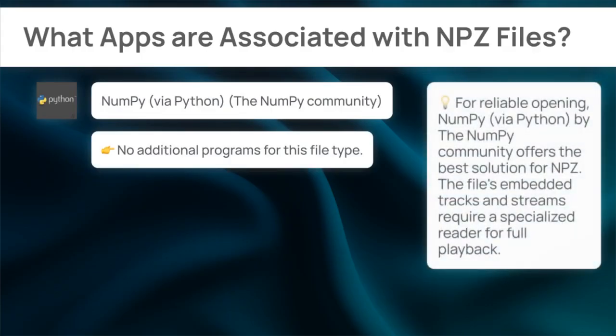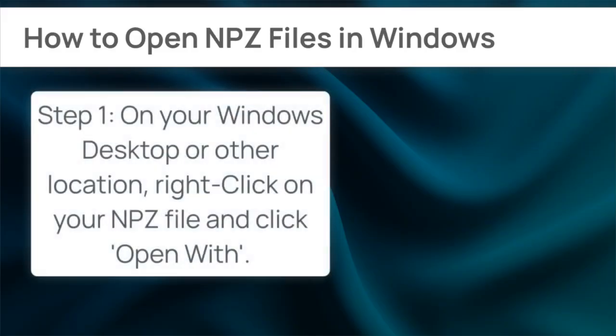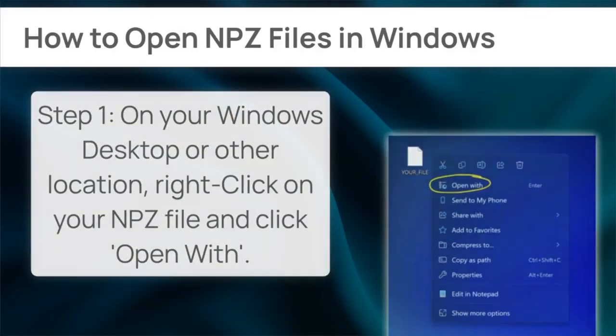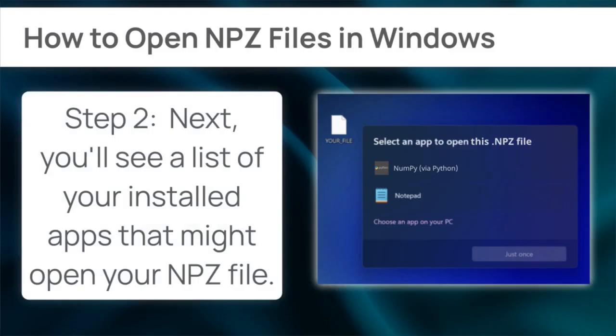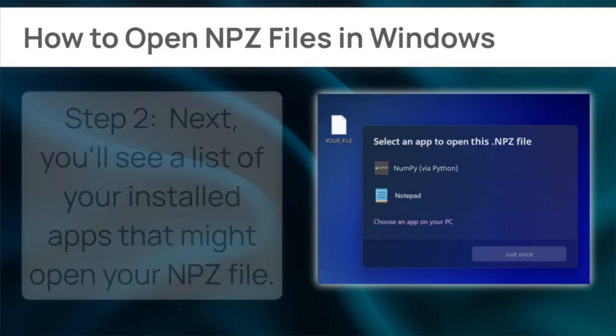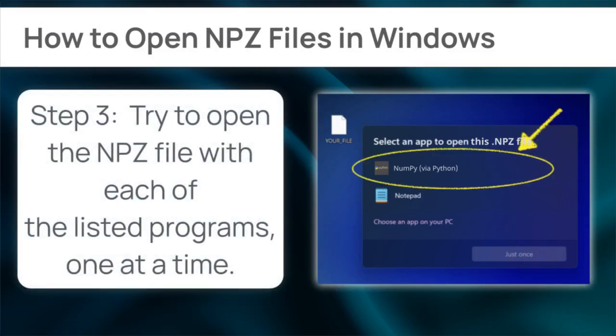Full file extraction and decompression must be managed by a third-party utility. Windows can't decode the full data structure, so proper access must be done through the correct software. The easiest solution is often finding the right app. Right-click the NPZ file and choose Open With. Start with NumPy, via Python, if available. If not, choose another option. Expect a little trial and error.